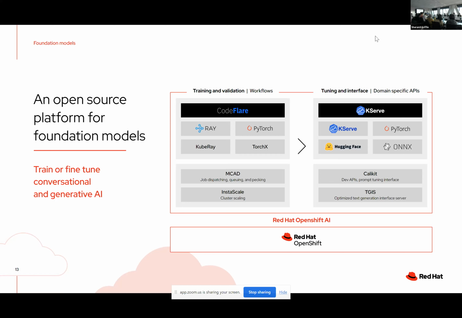But on the training and validation side, if you want to create your own foundation model or your own generative AI, or you simply want to create a model, a lot of times that takes quite a bit, especially if you're doing something like an LLM or deep neural networks. It's going to take a lot of hardware, and a lot of times it takes GPUs. So typically, what you want is to maximize the use of that infrastructure.